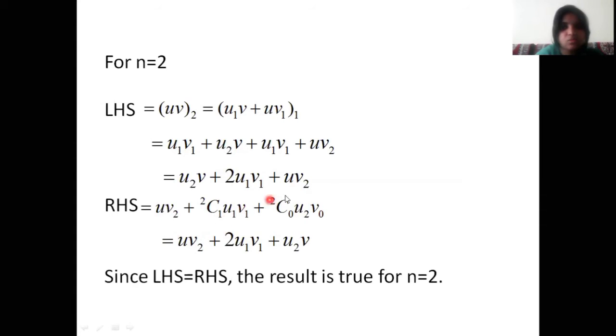See, this uv2 is here and this u2v is here, and this is 2 u1 v1 and that is here. You can compare these two. LHS is equal to RHS. Therefore, the result is true for n equal to 2 also.